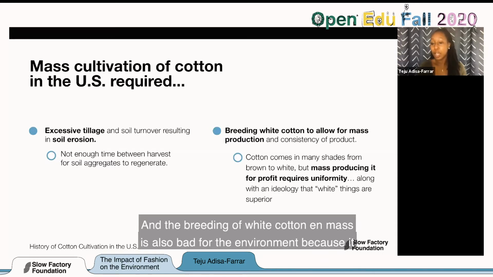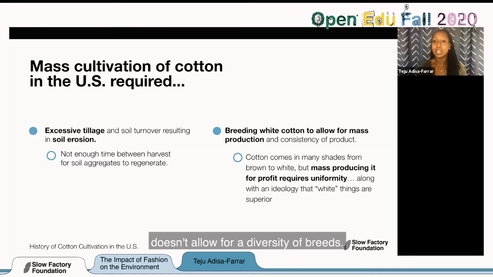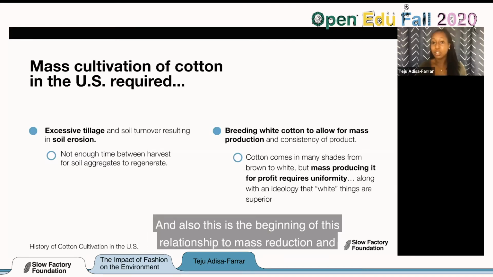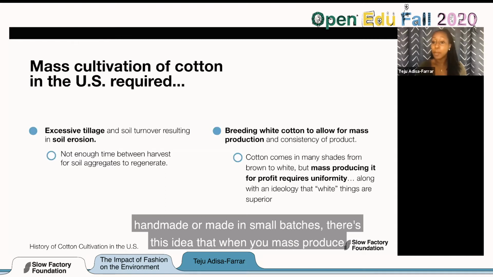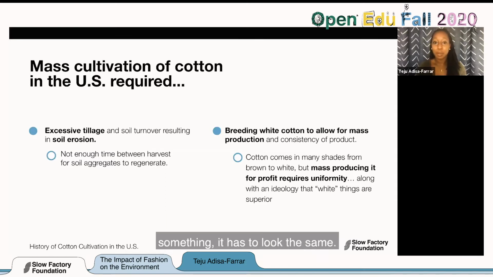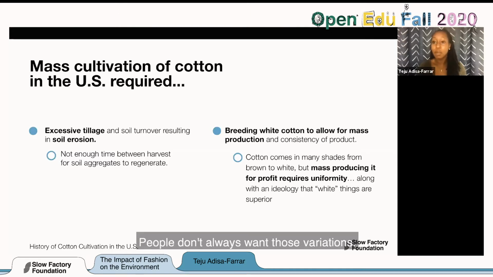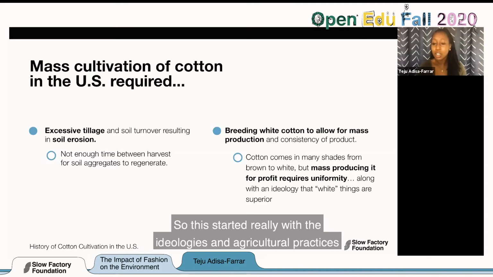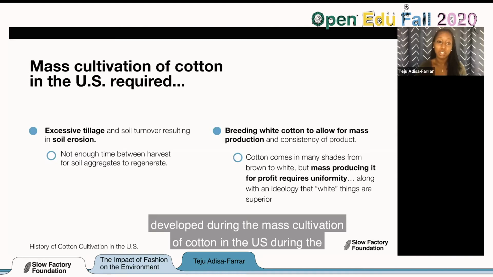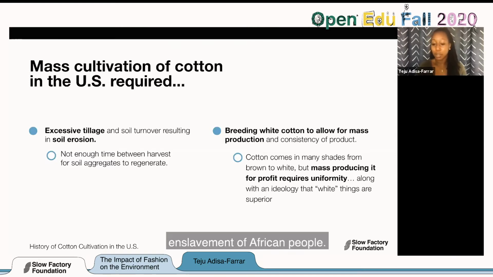And the breeding of white cotton in mass is also bad for the environment because it doesn't allow for a diversity of breeds. And also, this is the beginning of this relationship to mass production and uniformity, rather than things having their own variation based on being handmade or made in small batches. There's this idea that when you mass produce something, it has to look the same. And so we know that this same ideology exists in fashion, that a whole bunch of shirts or pants should all look the exact same. People don't always want those variations. So this started really with the ideologies and agricultural practices developed during the mass cultivation of cotton in the US during the enslavement of African people.